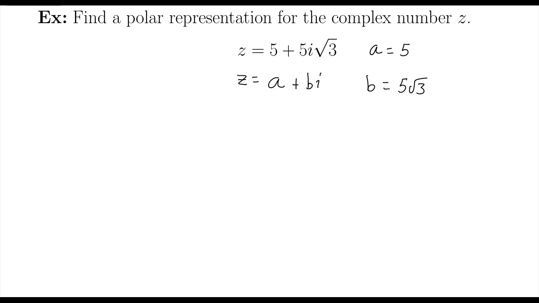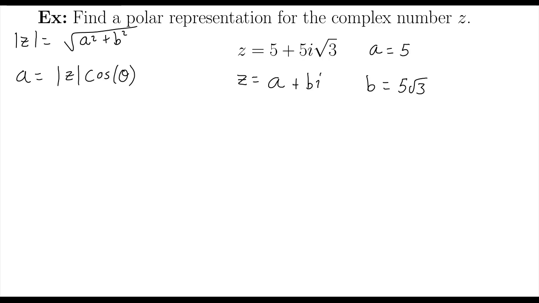Okay, so now let's find the magnitude. Remember, the magnitude can be found by finding the square root of a squared plus b squared. Remember, a is equal to the magnitude of z cosine of theta. b is equal to the magnitude of z sine theta. Okay, those are our three formulas here. So let's find the magnitude of z first.